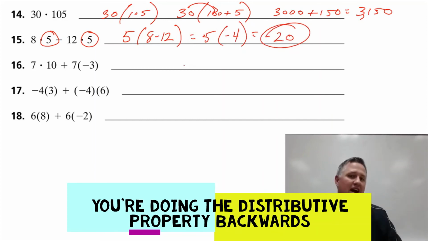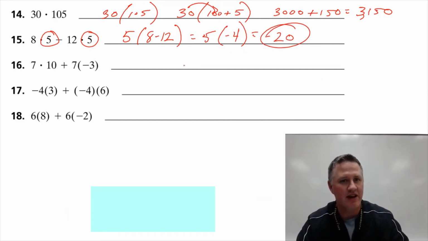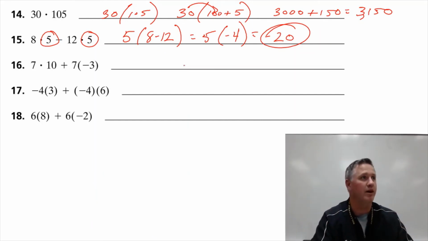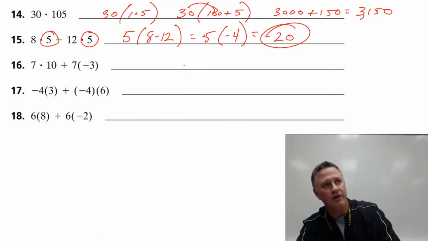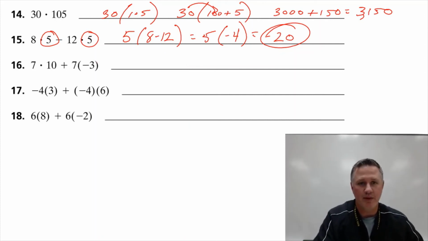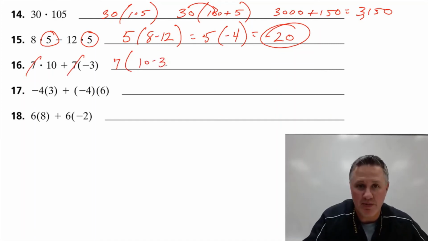So let's do that kind of problem one more time. 7 times 10 plus 7 times -3. They're both times 7. So you could definitely do 70 minus 21, or you could just say, all right, they're both times 7. So I'm going to pull out the 7. They both have the 7 in common. It's doing the distributive property backwards.